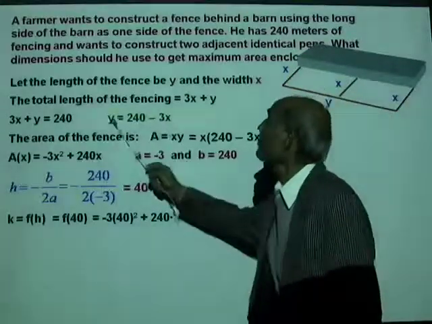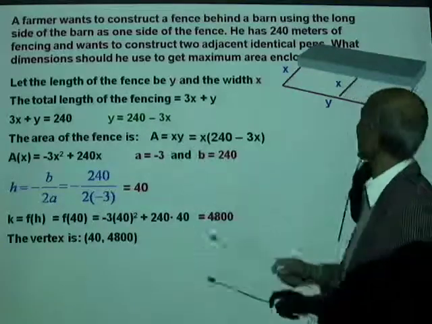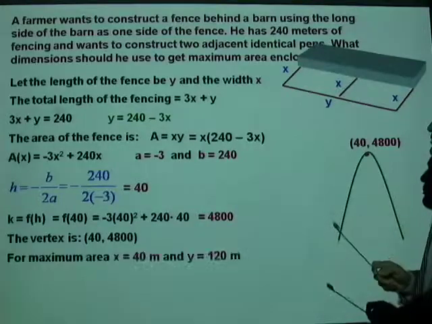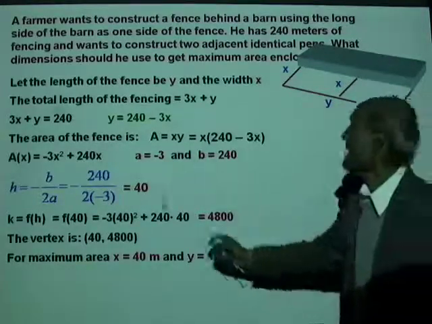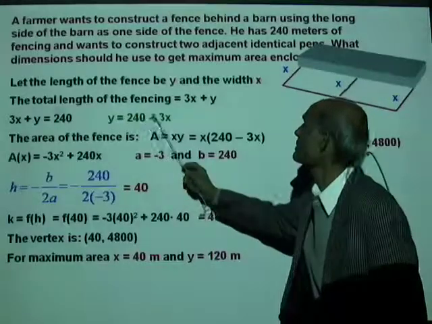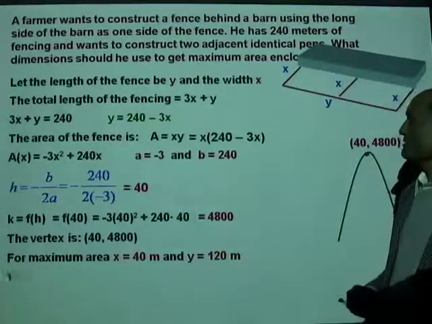Now when x equal to 40, what is the value of y? You can find the value of y there. So this is the vertex 40, 4,800. And when x equal to 40 meter, y equal to 240 minus 3 times 40, that will be 120 meter.